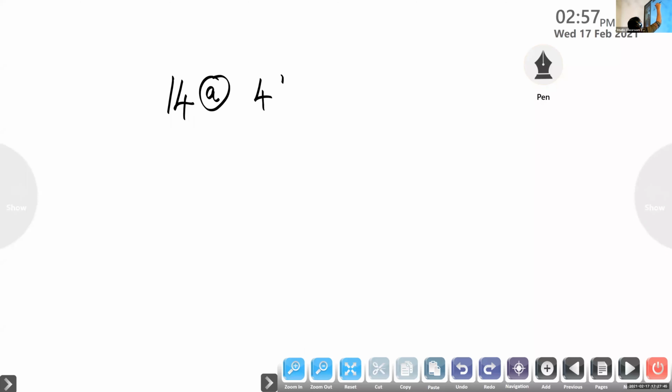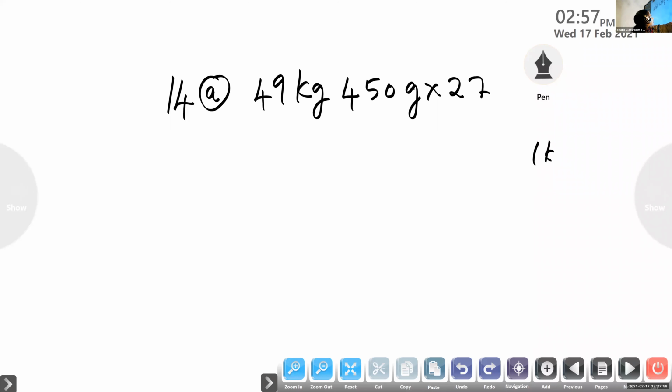49 kg, 450 gram, multiplied by 27. So children, here 1 kilogram is equal to 1000 gram. So here also we have 3 digits. No problem, children. What we have to do?